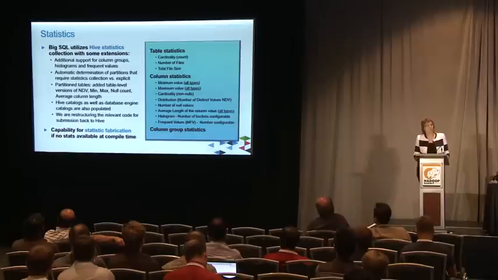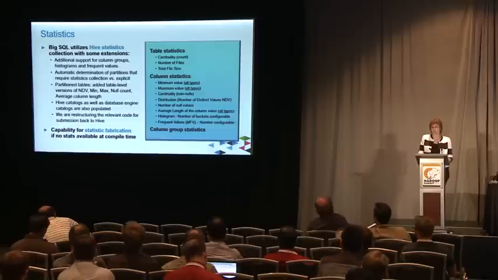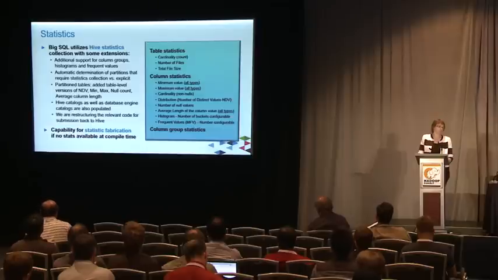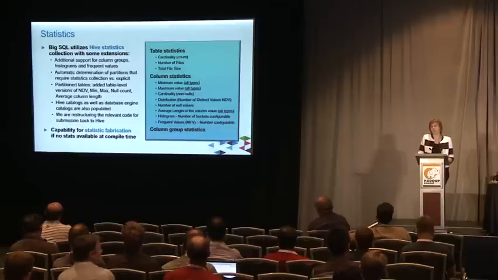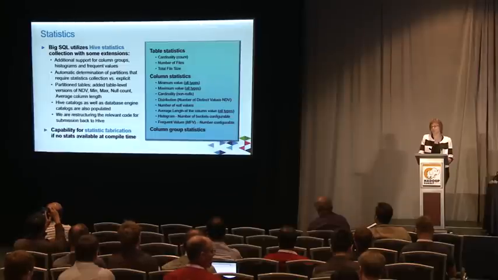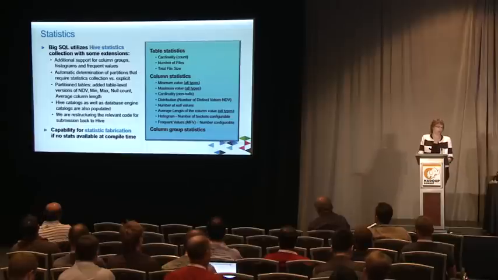Statistics was one of the areas where we had to do more work. We wanted to make sure that we reuse Hive statistics. We use the analyze table command to collect statistics, but we needed to extend the statistics that were available because our query optimizer and rewriter needed more, and is able to leverage more statistics to make better decisions. So we extended the existing ones with some additions.